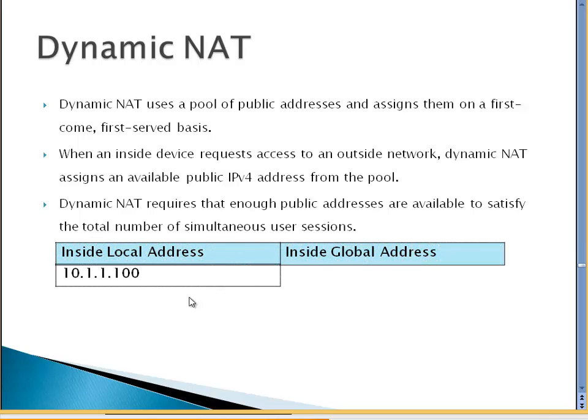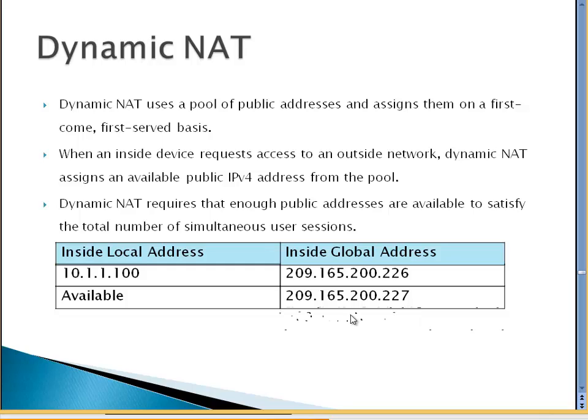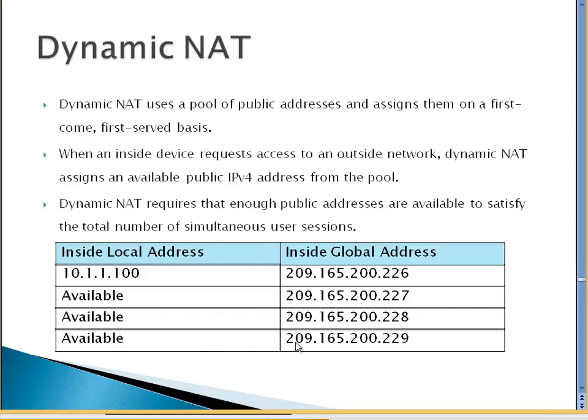For example, in this case we have an inside local address 10.1.1.100 that's going to be translated to the inside global address 209.165.200.226. The rest of the addresses are available. We have 4 more addresses, 4 are available. So if we have 3 more PCs, all our addresses will be taken. The 5th PC will have to wait until one of the sessions is complete.